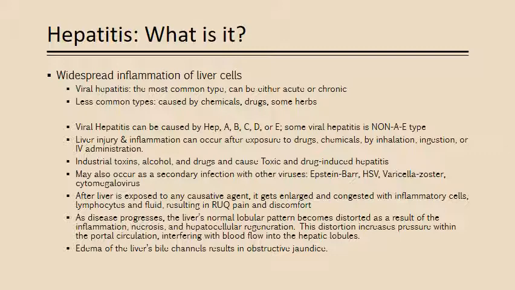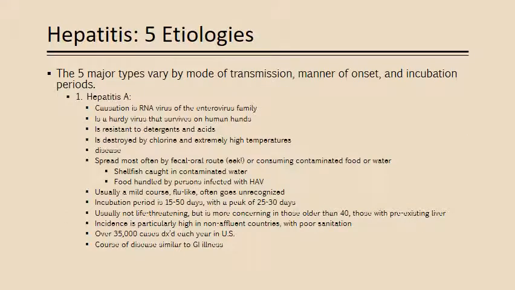It's the pressure and edema, all that is impeding the liver's ability to do its job, to let fluids come in and out and go where they're supposed to go. There are 5 major etiologies of hepatitis, and these 5 types vary by mode of transmission, manner of onset, and incubation periods. We're going to go through each of these 5 one by one.